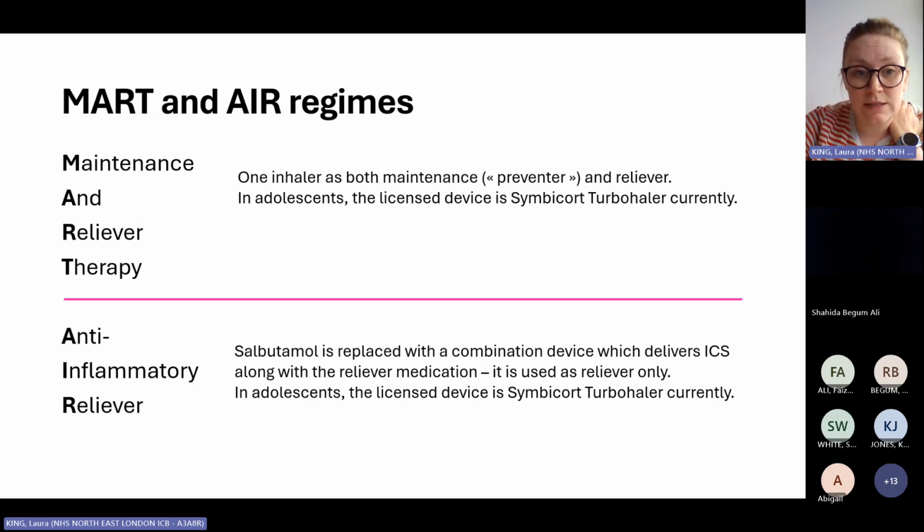Anti-inflammatory reliever is slightly different. It's similar in that you have one device, and again, it's a Symbicort Turbohaler for 11 years plus. We don't do a preventer dose. Instead of having a salbutamol or a different reliever device, we are using our Turbohaler, which is a combination therapy, as the reliever. So when you need a dose of reliever, you're having symptoms, you're also getting a small dose of inhaled steroid. So you're almost self-titrating, and we don't encourage that in young people, but for this, you're almost self-titrating. If you're having lots of symptoms, you're going to be giving yourself lots of inhaled steroid.